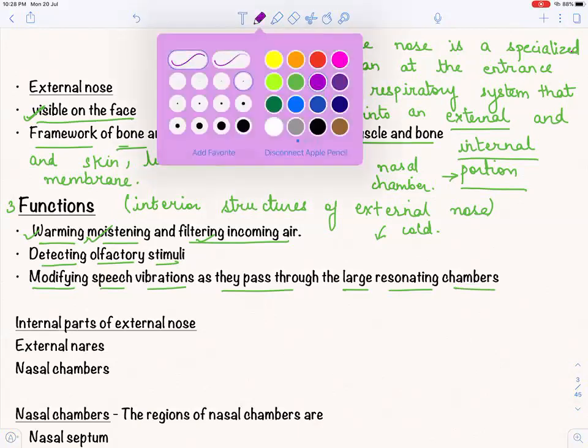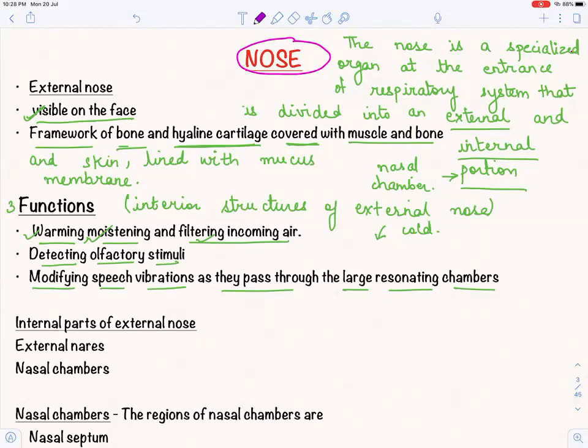So basically, the external nose has three functions: warming, moistening, and filtering of incoming air, detecting olfactory stimuli, and modifying speech vibrations. Very good. Now we have studied the nose. What is the nose? It is a specialized organ at the entrance of the respiratory system. We feel that such an important organ is actually very important, so let us define the nose.